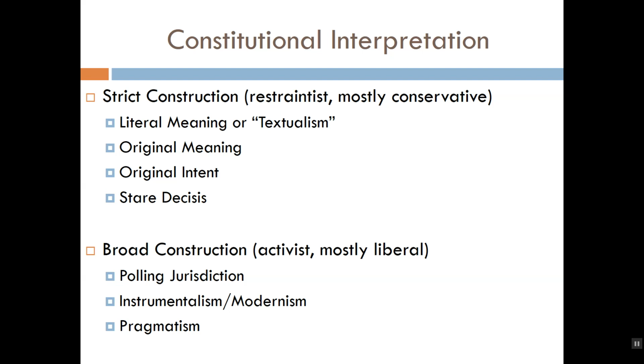Polling jurisdiction essentially says that in deciding whether or not to rule a policy or action unconstitutional, it's not enough to just look at the Constitution itself. You also need to look at what policies are working in the United States and abroad, and then interpret the Constitution in a way that will help to replicate the success of these foreign countries at home.